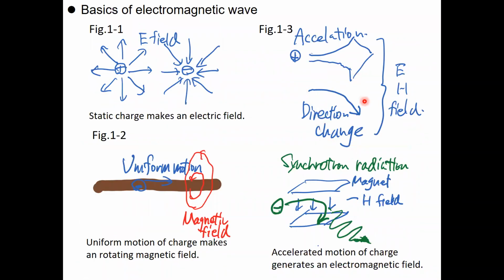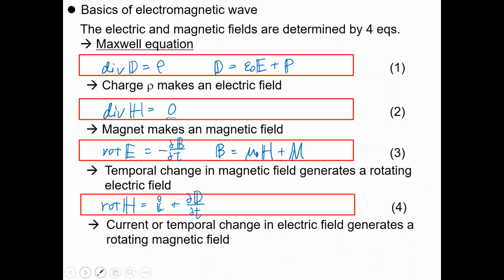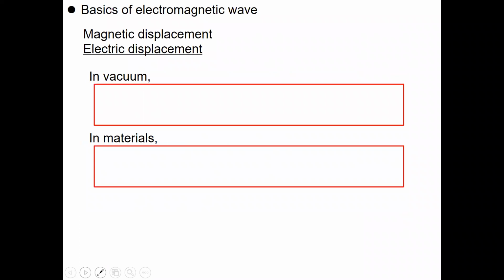This combination means that acceleration of charge or rotation gives electric and magnetic fields, and sometimes it generates light. We'll be coming back here too.